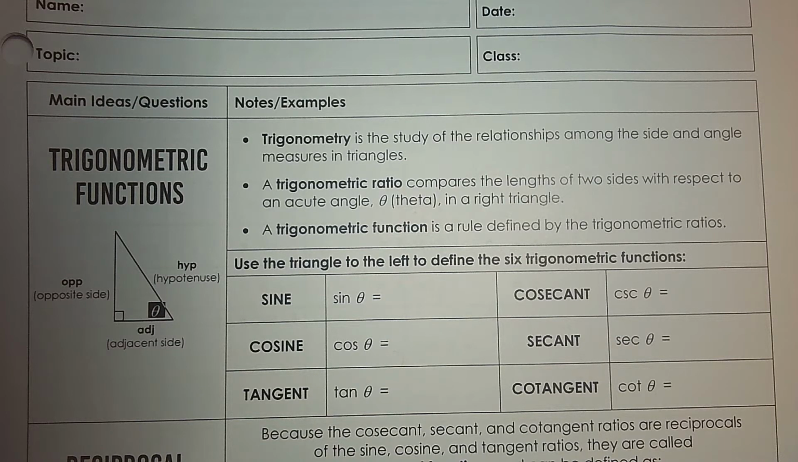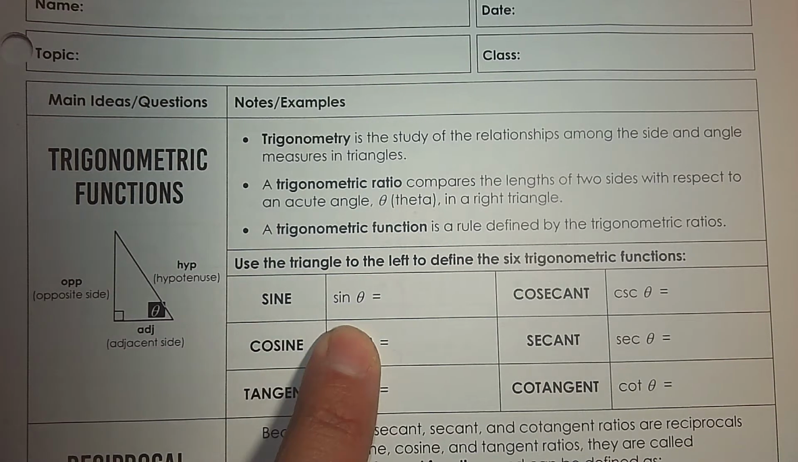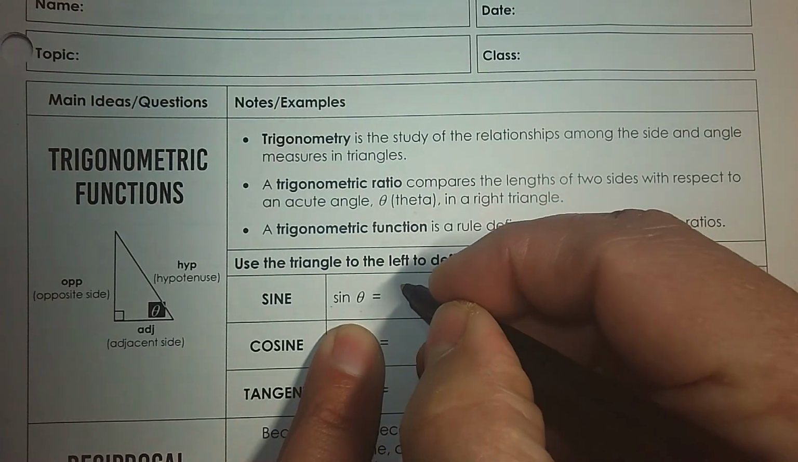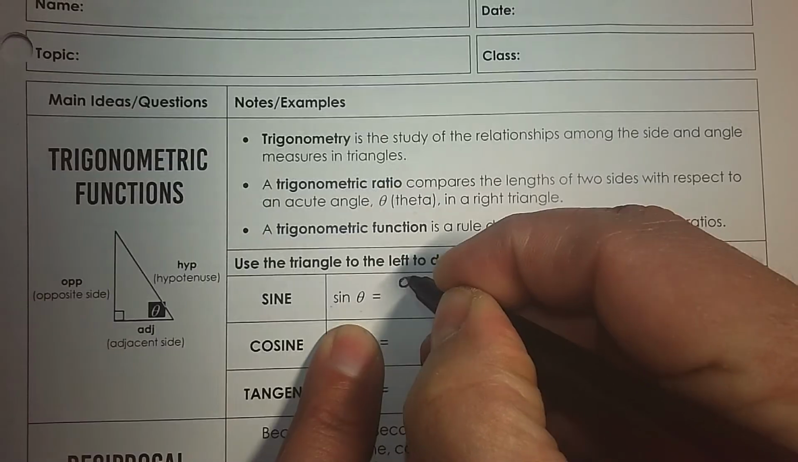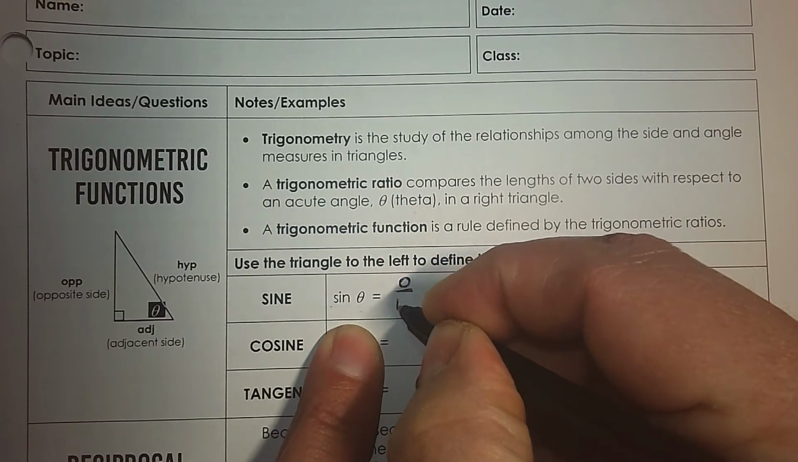Here we go. We're going to write down 6 definitions right now for each trig name that's brand new to you today. You ready? So, sine. The sine of the angle is equal to the opposite side divided by the hypotenuse.